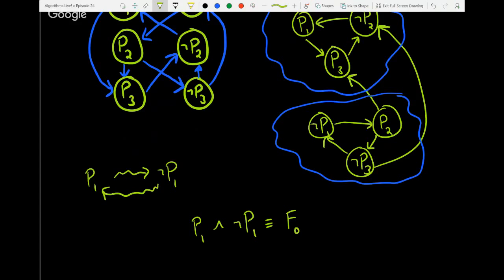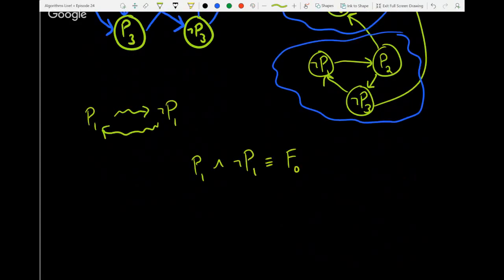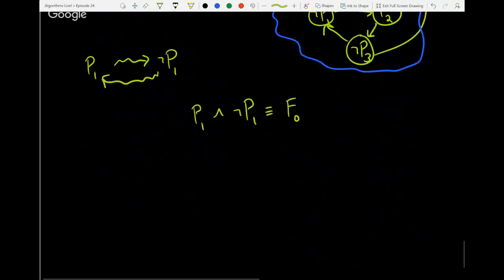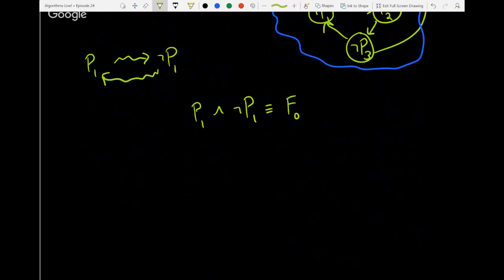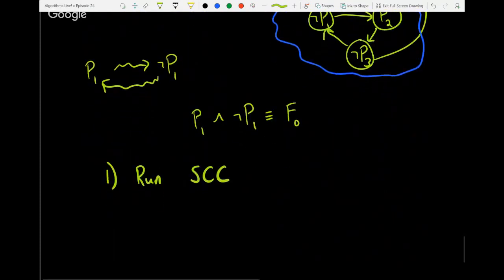And it's a very easy check now, because we just have to check if P1 can reach not P1, and not P1 can reach P1. So you can do that with a DFS, or you could compute the strongly connected components and do it very quickly. So here's our algorithm. Our first thing is to run SCCs, so we get all the strongly connected components of the graph.